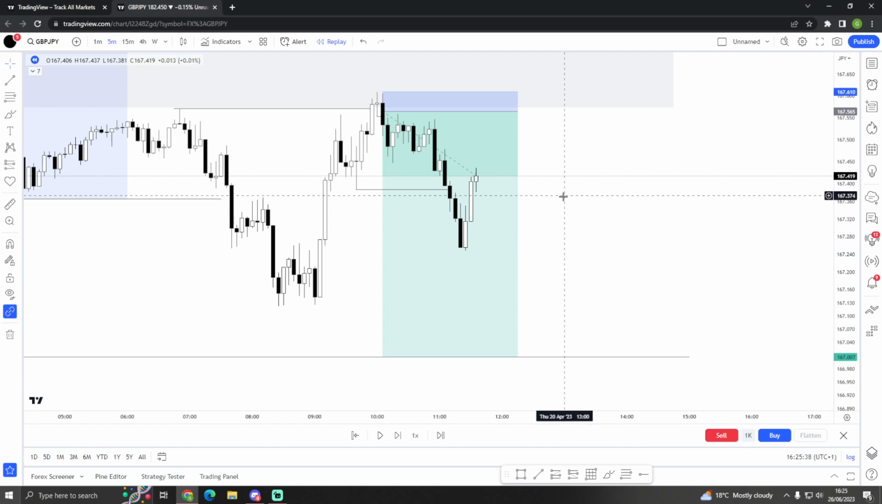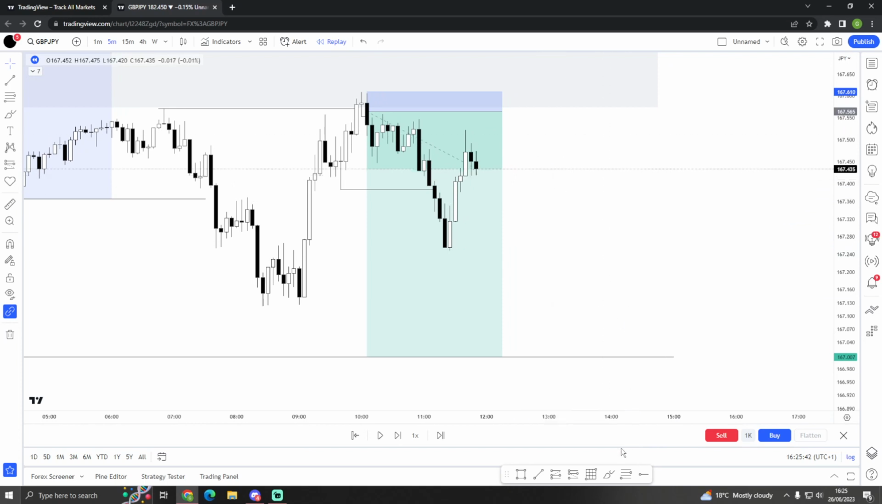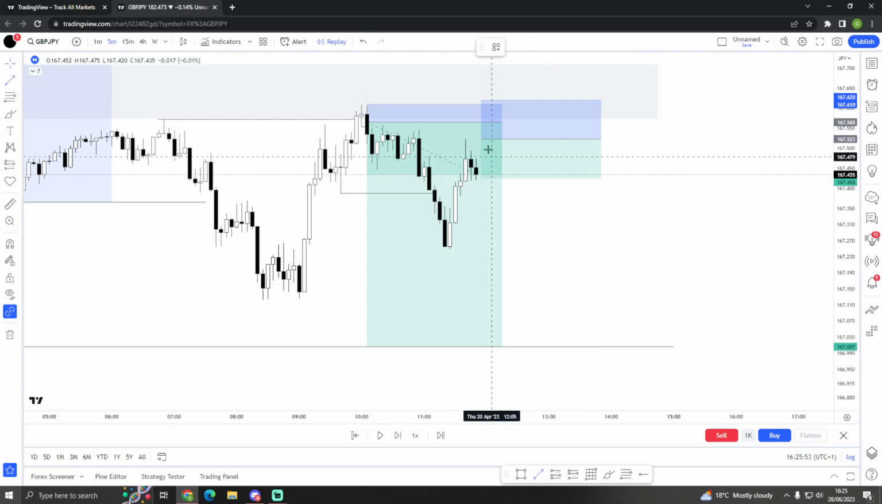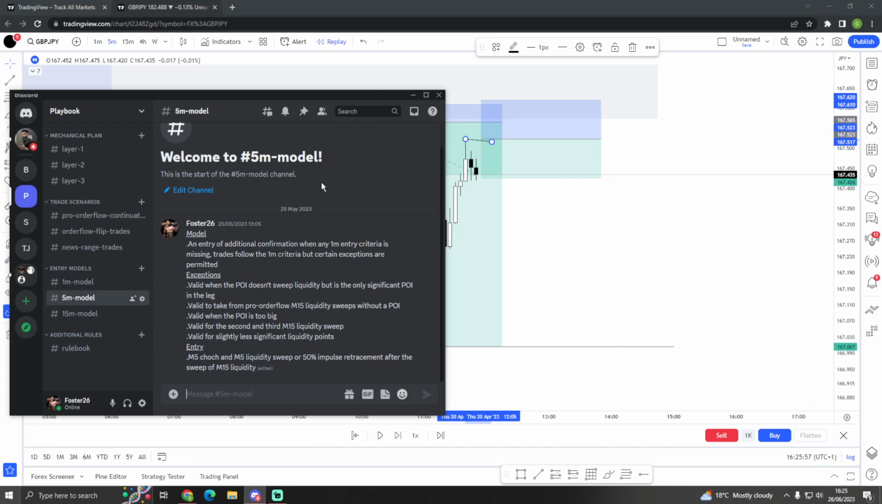And so what I actually did at the time, we push up, and I had a limit above here, above this liquidity. But we push up from a big wick and push away. I move my limit to this high here, this 5M liquidity sweep. So again, I'm just talking about the 5M model now. It's exactly the same as the 1M. You need a 5M shock, 5M liquidity sweep, or a 5M 50% impulse retracement. And then same rules as the 1M, but you have some exceptions.